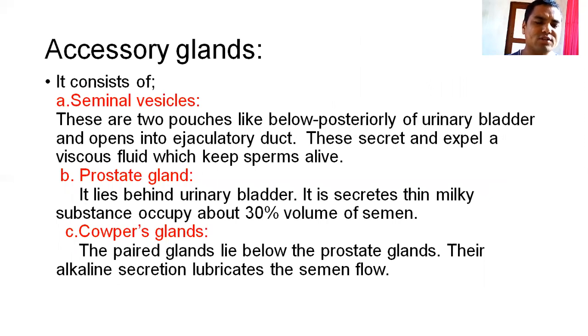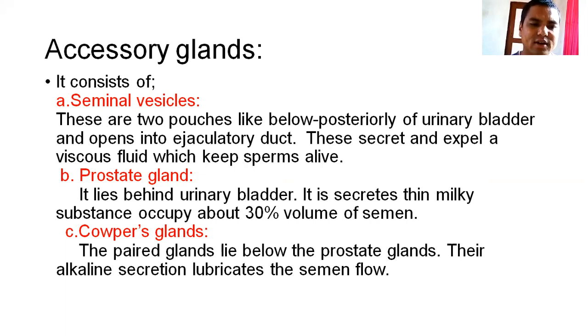Some accessory glands are also present in the male reproductive organs. They are the seminal vesicle, prostate gland, and the Cowper's gland. Seminal vesicles are 2 pouch-like structures below the posterior region of the urinary bladder and open into the ejaculatory duct. Seminal vesicles secrete and expel a viscous fluid to keep the sperm alive. That is the main important function of the seminal vesicles.